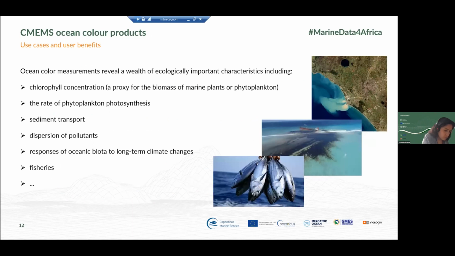And then I would like to conclude on the benefits we can retrieve from the ocean color observations. We discussed a little bit about that before, but we say that the chlorophyll concentration is a proxy of the biomass of marine plants or phytoplankton, and this helps for fisheries. We have also the information about sediment transports. We can also have information on the dispersion of pollutants. So actually, yes, ocean color delivers a lot of information that can be used for different issues, different studies and different topics.